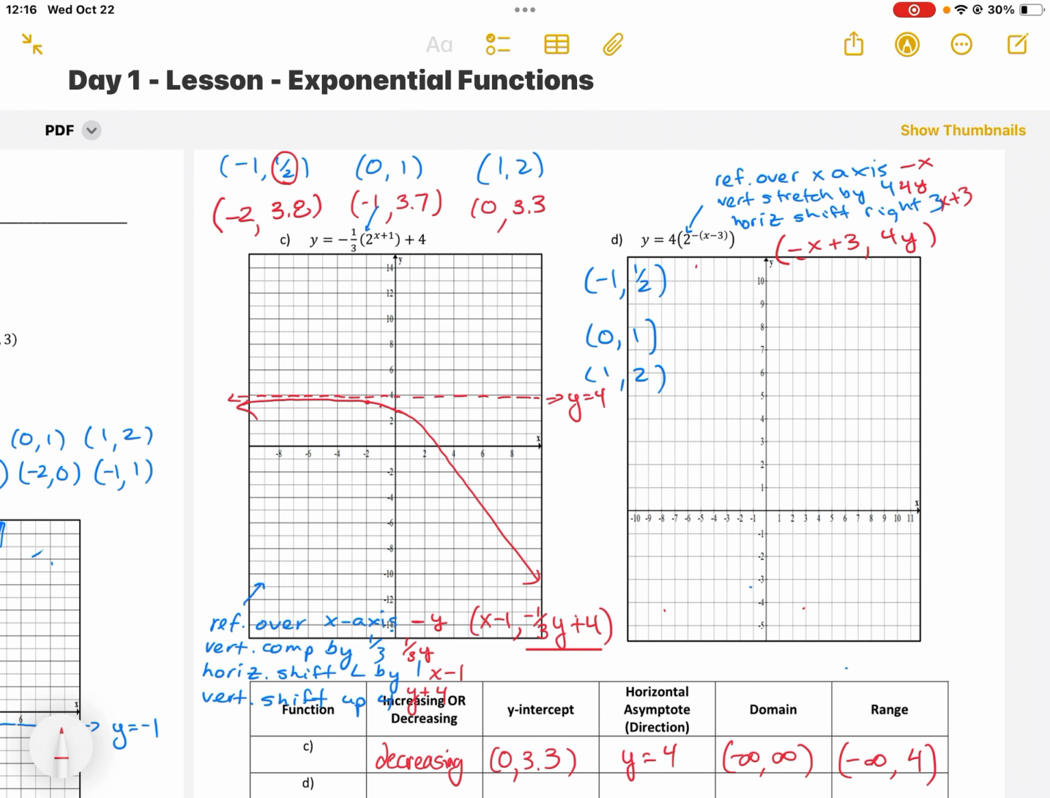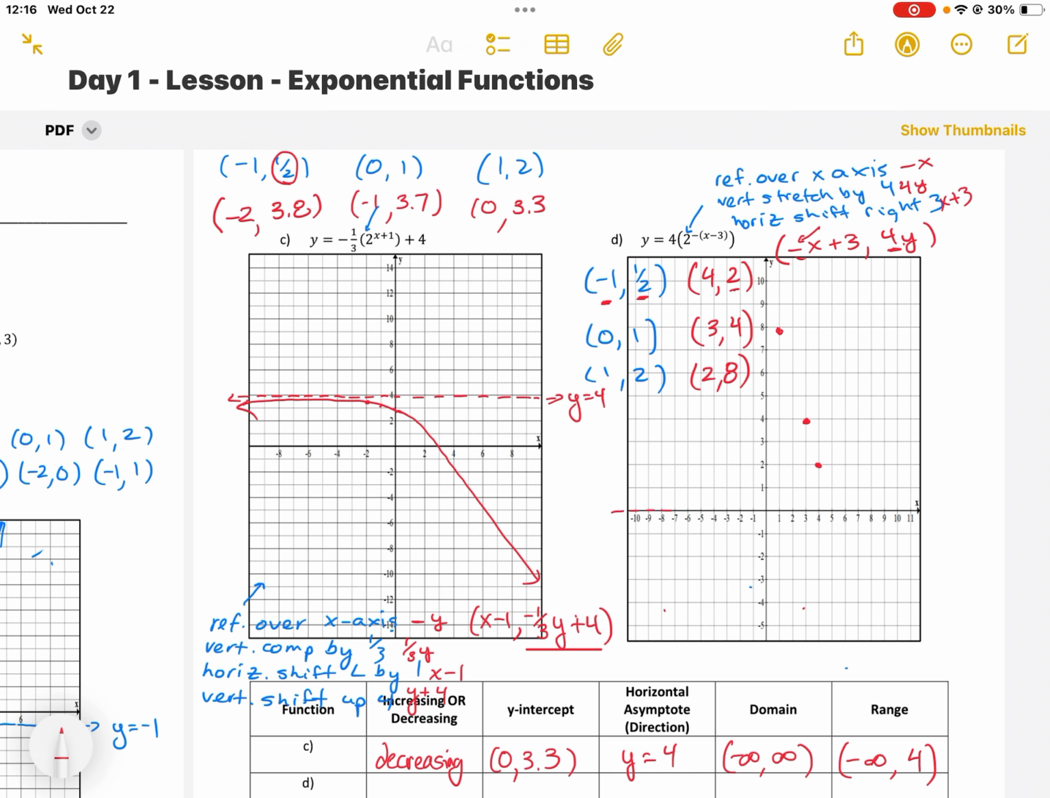When I apply those transformations, my new points are going to be (4, 2), (3, 4), and (2, 8). So in order to get these points, I took my x value, I multiplied by -1, and then added 3. To get the y value, I multiplied by 4 to get my new y coordinate. This now gives me 3 points that I can plot: (4, 2), (3, 4), and (2, 8).